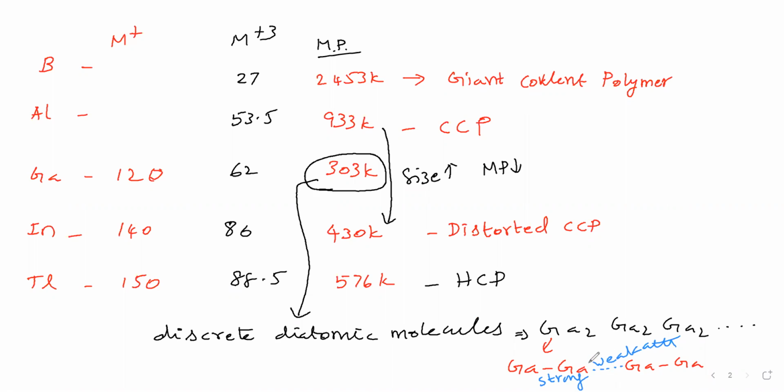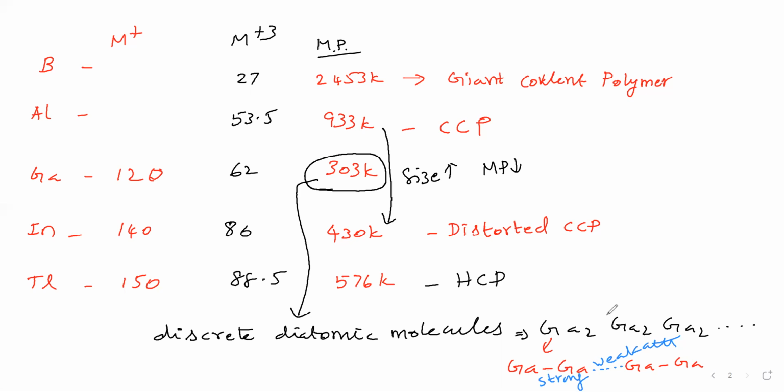When you are converting solid into liquid, you have to make a greater distance here. That means you have to break this attraction. Since it is weak, we can easily break it. Therefore, this solid easily converts into liquid. So the melting point of gallium is very low. Why? Because it is a discrete diatomic molecule. The word discrete indicates that between this molecule and this molecule, a weak van der Waals force is there.